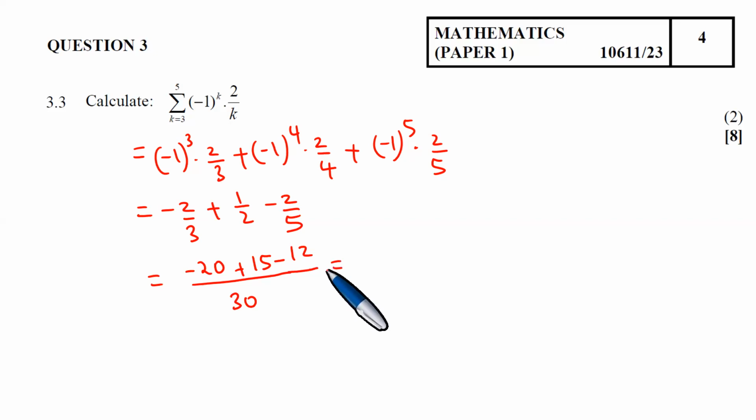And therefore, what is the answer? The answer is minus 17 out of 30. And that is the answer to the question. So this is how we did the sum.